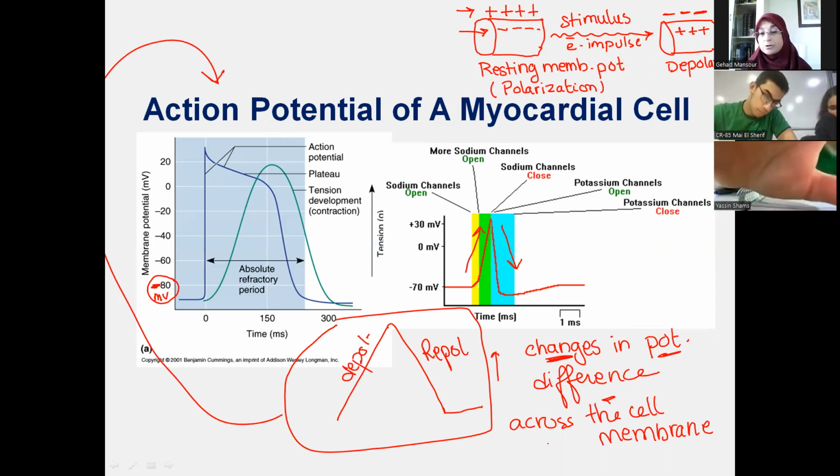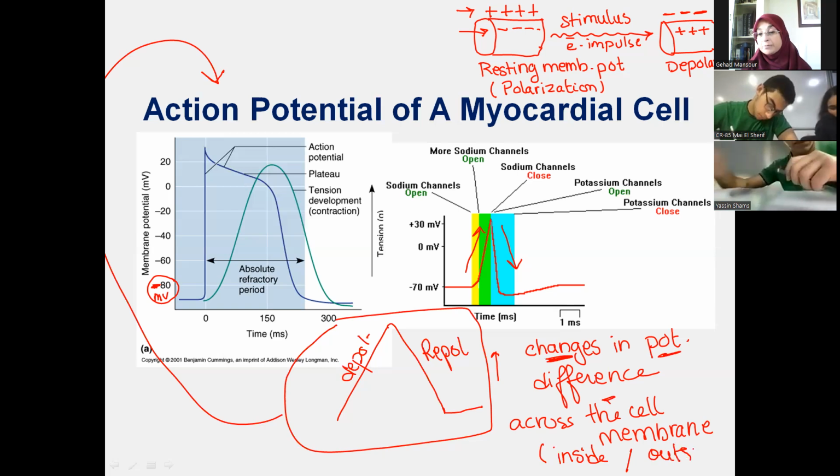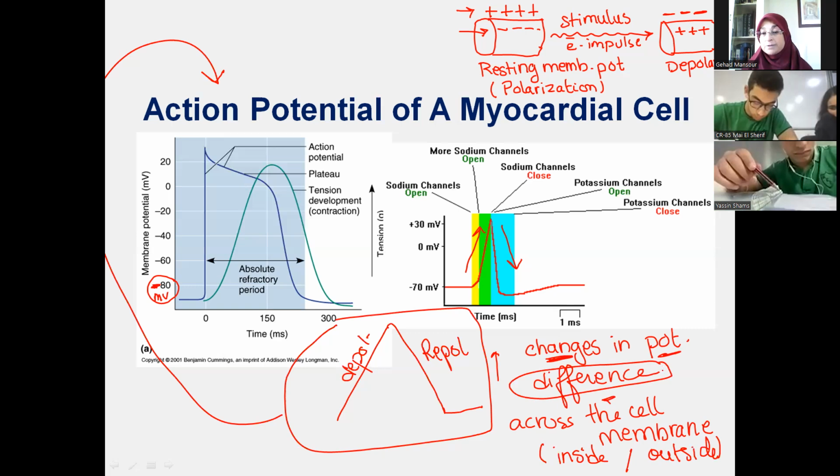And when we say across the cell membrane, we mean the difference between the inside of the membrane and the outside of the membrane. So every time you talk about the potential difference, there should be a difference between two sides. Here we are talking about the difference in potential between the inside of the cell and the outside of the cell. So this is the action potential. It is a diagram that represents the changes in potential difference across the cell membrane.